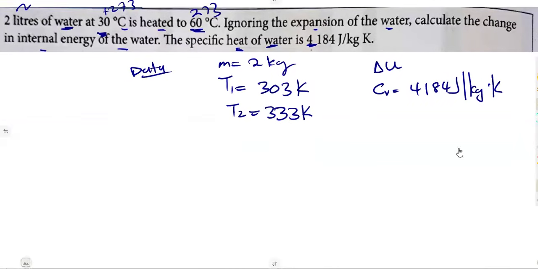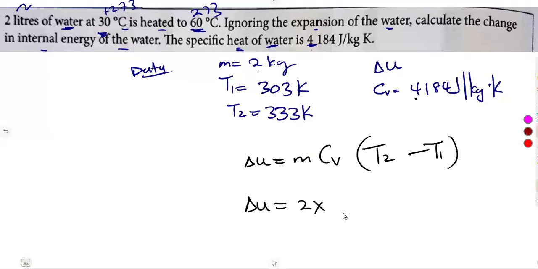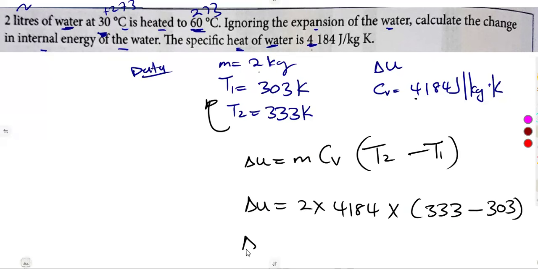Guys, we've got a direct formula for this. The change in internal energy is the mass, times the specific heat capacity, times the change in temperature, T2 minus T1. The mass is 2. The heat capacity is 4184, times the change in temperature, which is T2 minus T1. So that's 333 minus 303. That gives us the change in internal energy of 251,040, which is measured in joules.